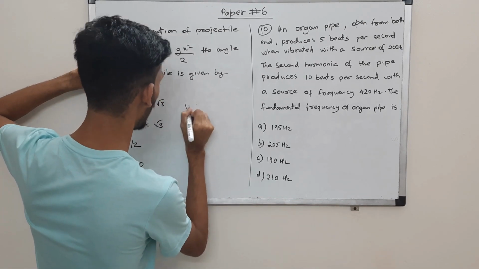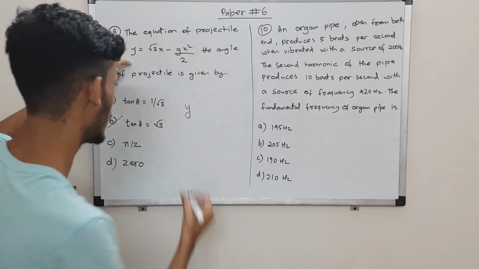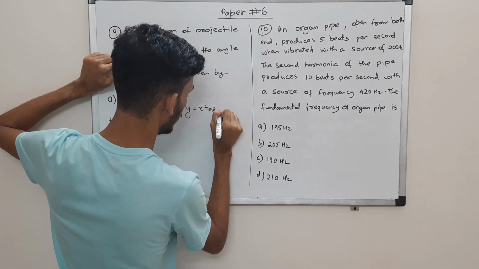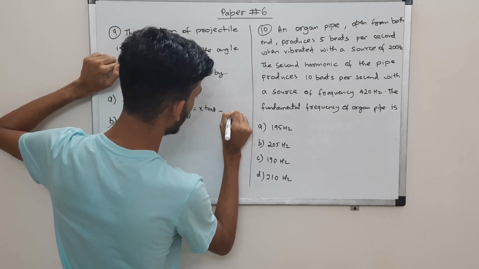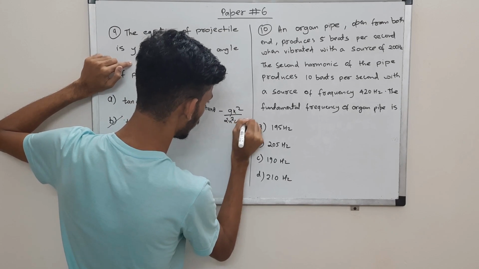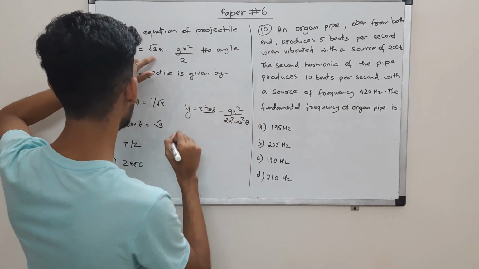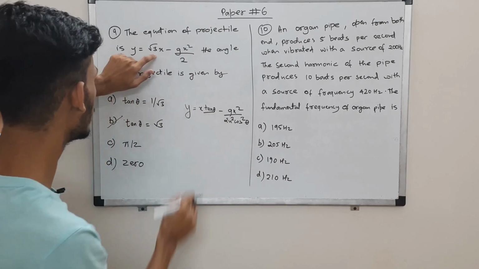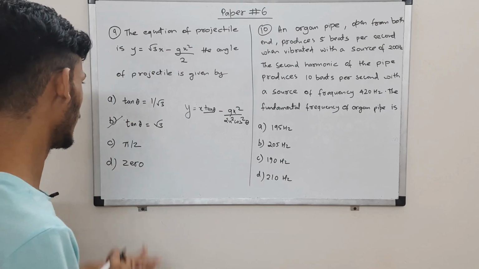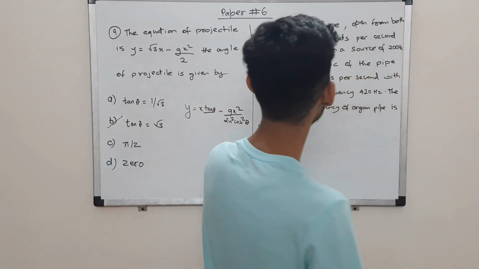You have to just compare this with your equation of trajectory. The general equation says that y is equal to x tan theta minus g x square upon 2u square cos square theta. So forget about this part. If you compare the coefficients of x, you'll directly see that tan theta is root 3. Yes, option B, tan theta is equal to root 3, is the correct choice over here. Let's come to this one.